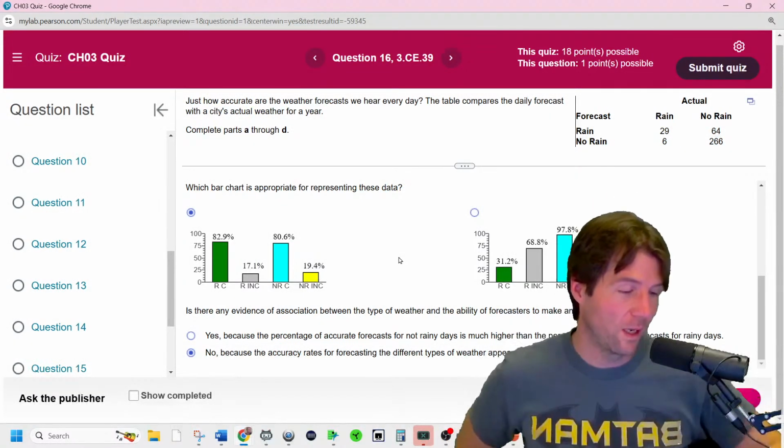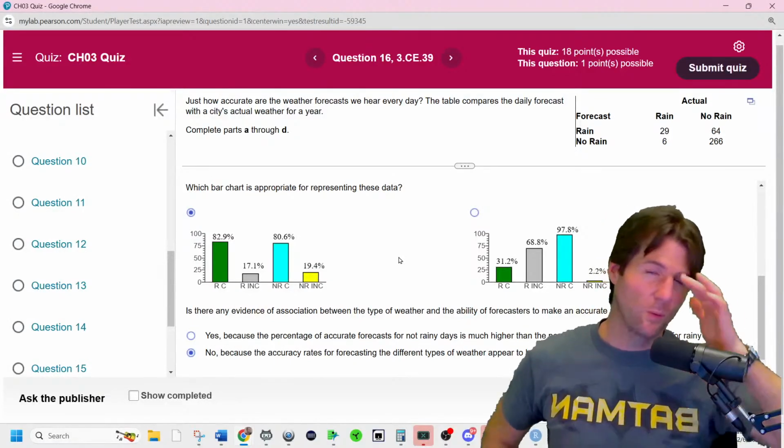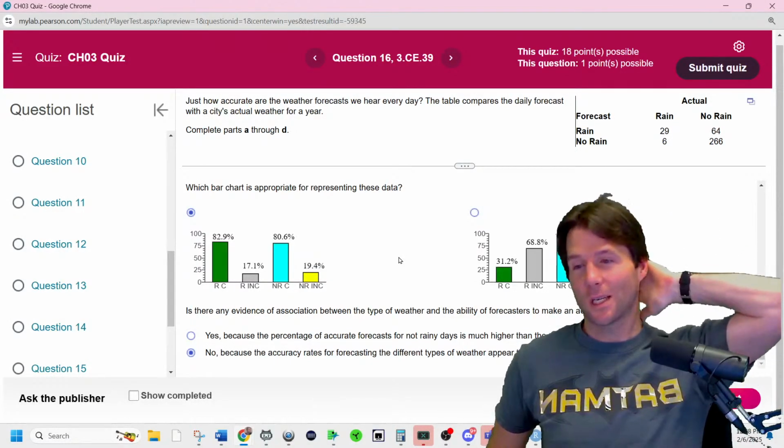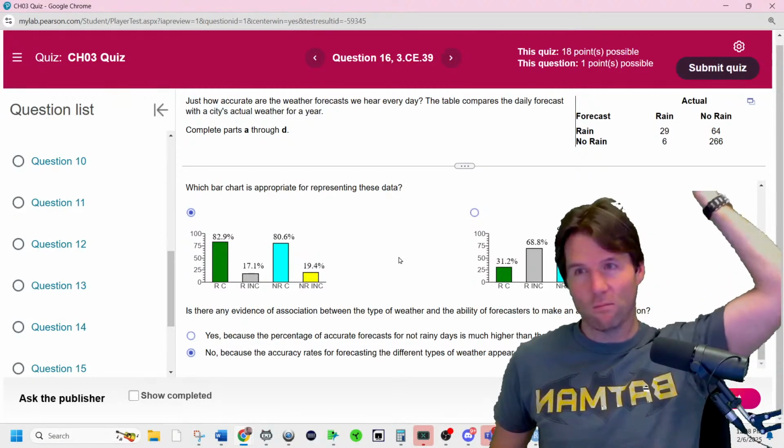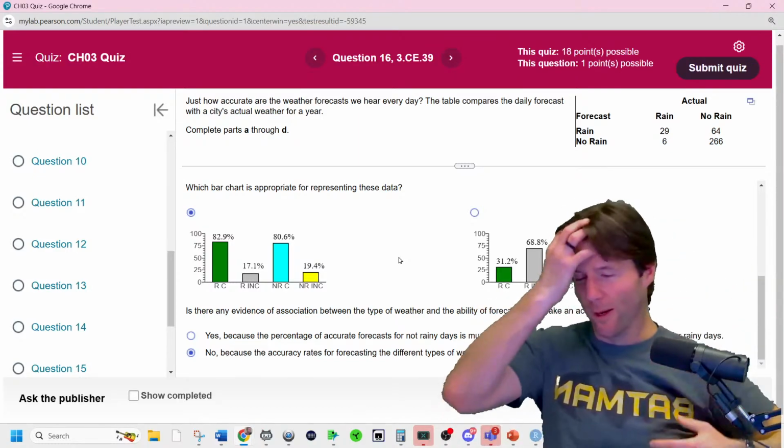The differences look likely by random chance. So really, whether it rains or not, the forecast has about a 81% accuracy. It's small differences that are likely by random chance.